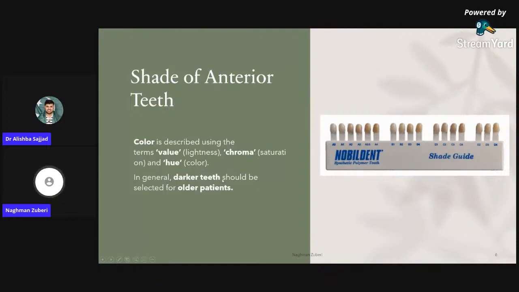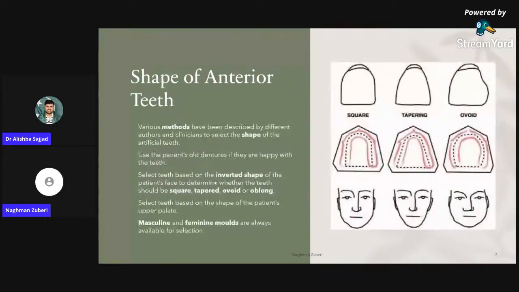In general, darker teeth should be selected for the older patients. This is a rule of thumb because lighter teeth will be very easily identified by the observer and they look slightly artificial. People will have a feeling that this person has artificial dentition or an artificial set of teeth.